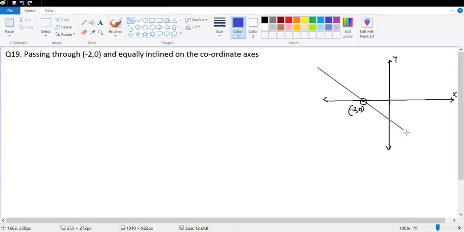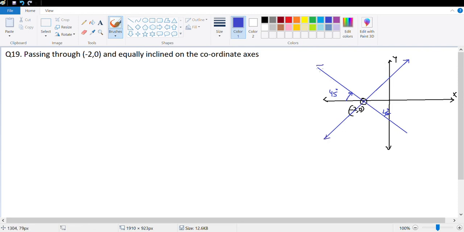Yeah, it passes through this and it's making an angle of, in this case, negative 45 degree here, and in this case 45 degree here. So this is one possibility. Is there any other possibility of a line? Yes, there is a second possibility of the line, that the line has a positive slope and is inclined like this. So let's look at what we are talking about.